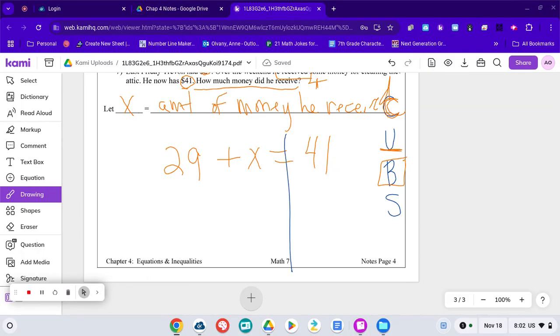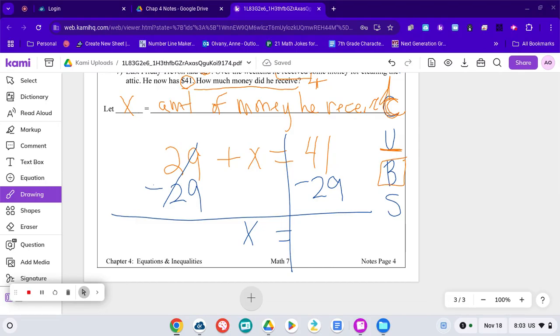Is the variable alone? It is not. That 29 is out front. What sign is it? It's a positive 29, so we're going to subtract 29 from both sides. That makes these 0, which means the x comes down by itself. And I really encourage you to use your calculator. 41 minus 29 is 12.